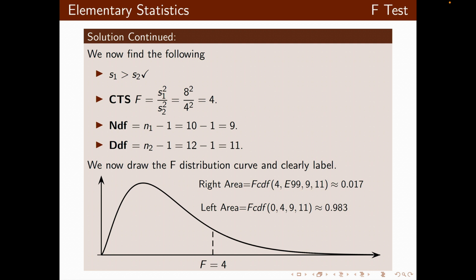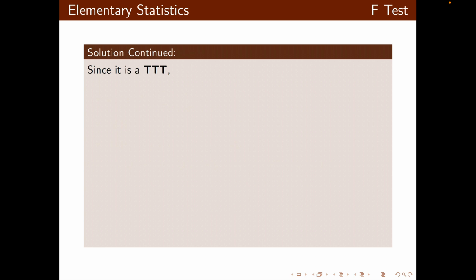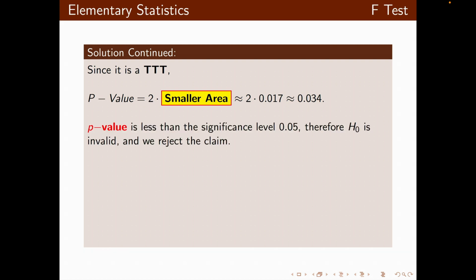Why do I need both areas? Since it's a two-tail test, the p-value will be twice the smaller area. So that would be twice of 0.017. So the corresponding p-value for this problem is 0.034. Now p-value is less than the significance level 0.05, therefore H0 will be invalid. We have an invalid claim and would reject the claim.